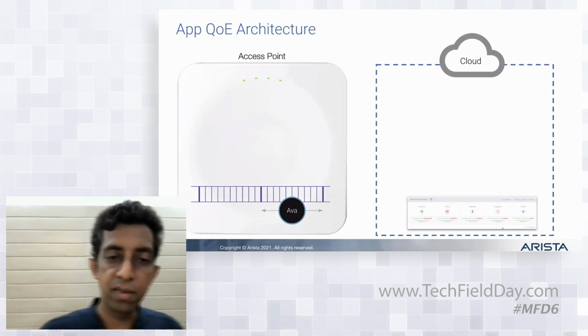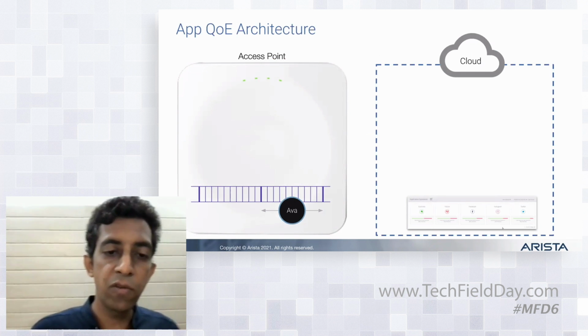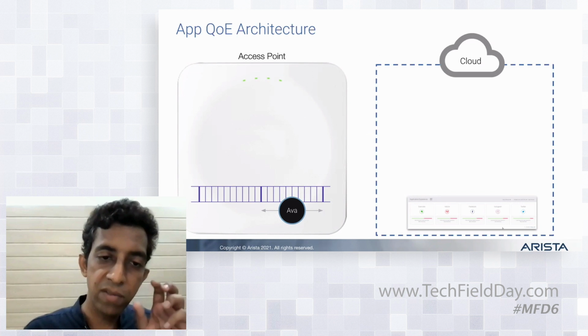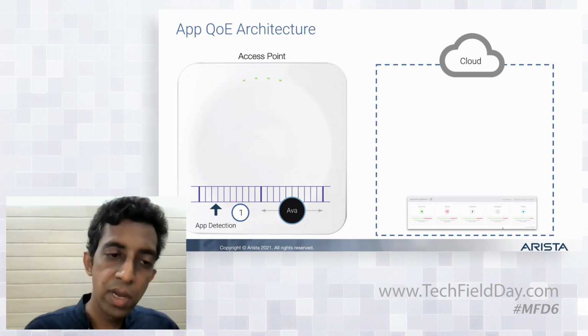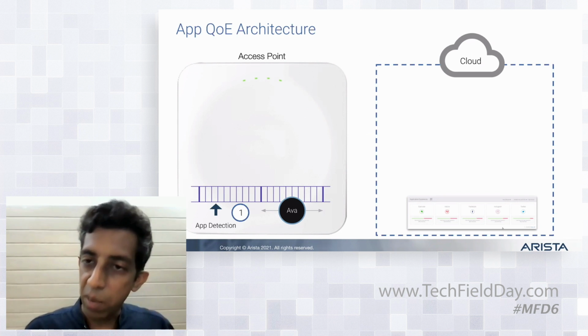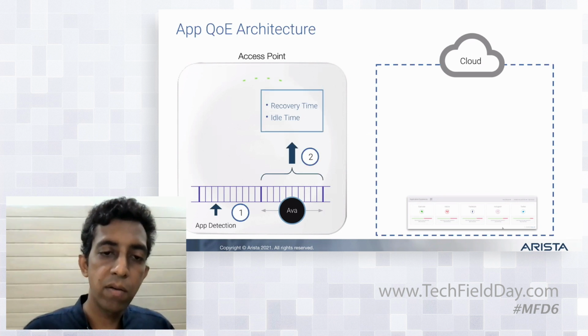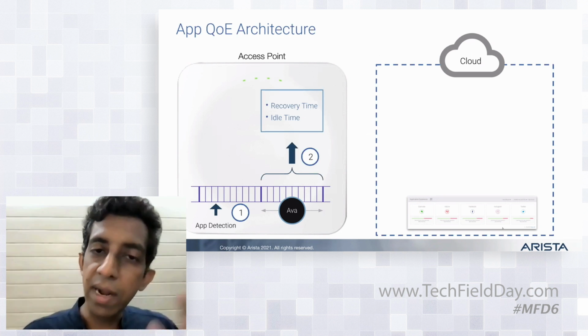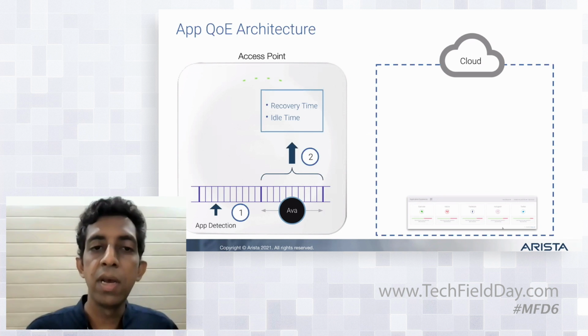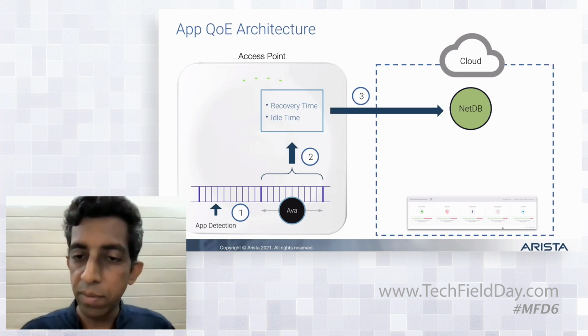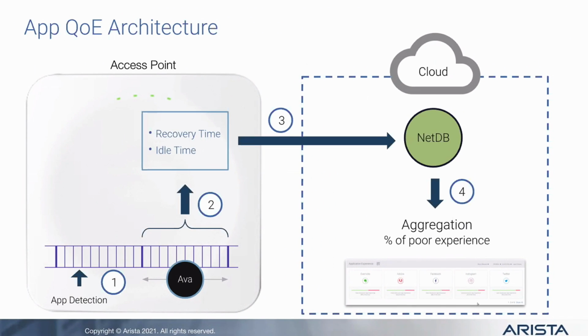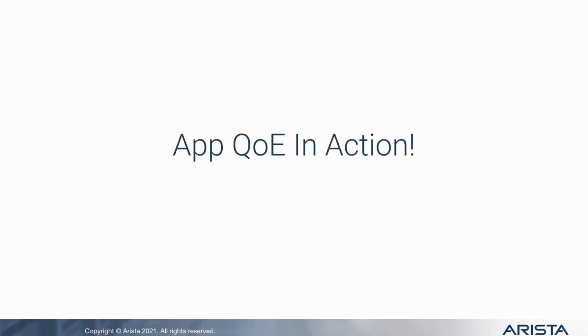Now let's move to the architecture. How is this whole thing structured? If you look at the access point, we have this Ava engine embedded on the access point. The first thing it does is detect what type of app you're running. From there on, it computes the recovery time and the idle time that we just saw for that application, and sends that to the NetDB in the cloud. Eventually, we aggregate that information and show it as percentage poor app experience for different applications, right? I think the best way to see this would be as a demo, so let me quickly switch to that.